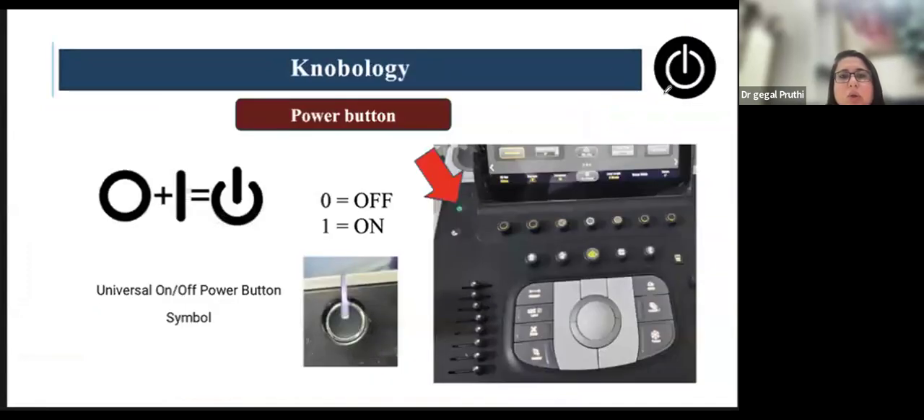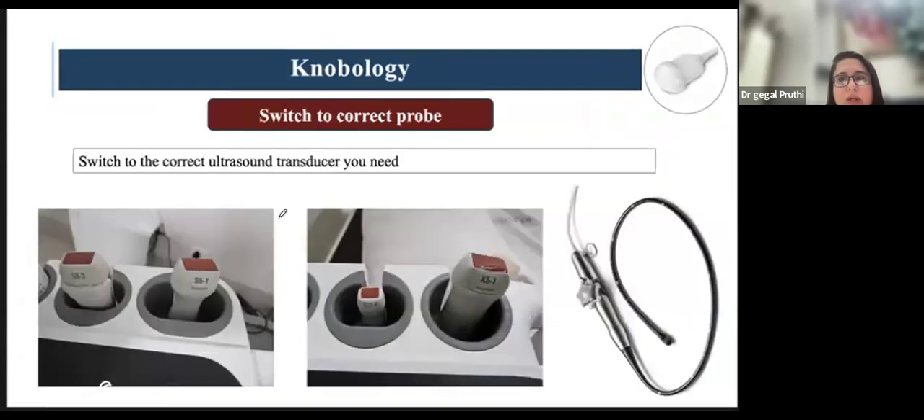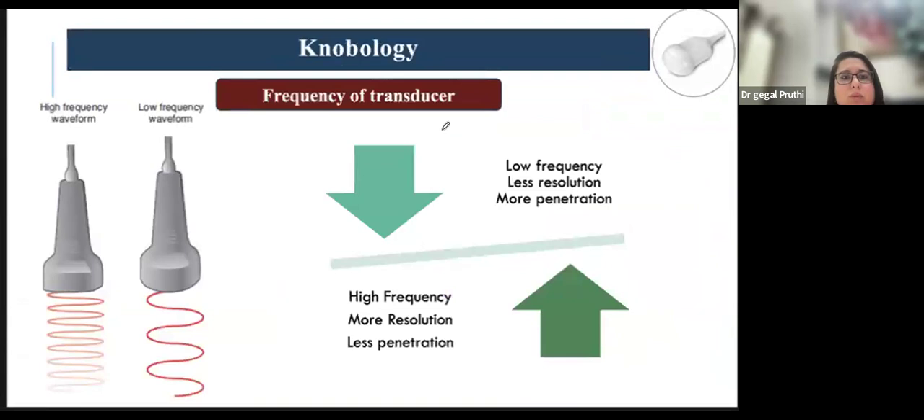First of all, you have to turn on the universal power on and off button. And then after turning it on, the next most important step is to switch to the correct probe. Different probes have different frequencies. If you have a higher frequency probe, you will have more resolution, and if you have a low frequency probe, you will have less resolution.